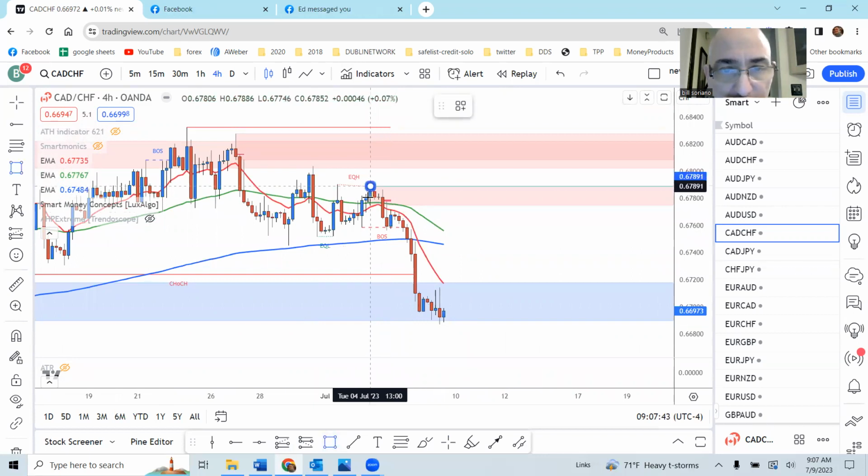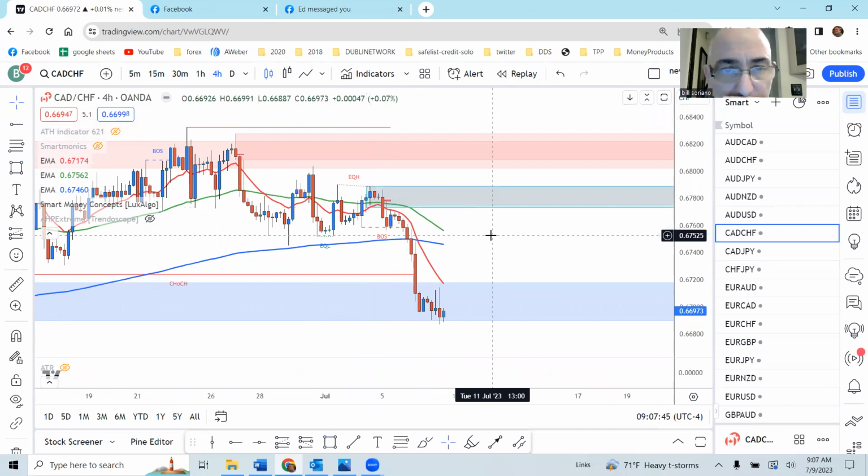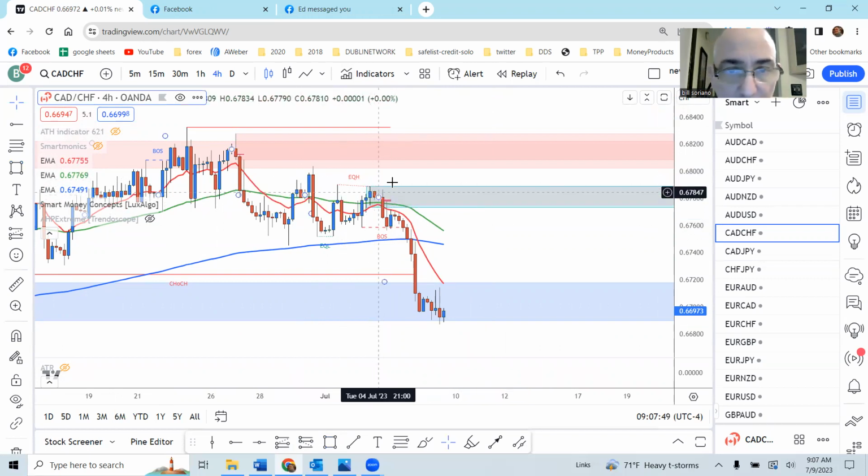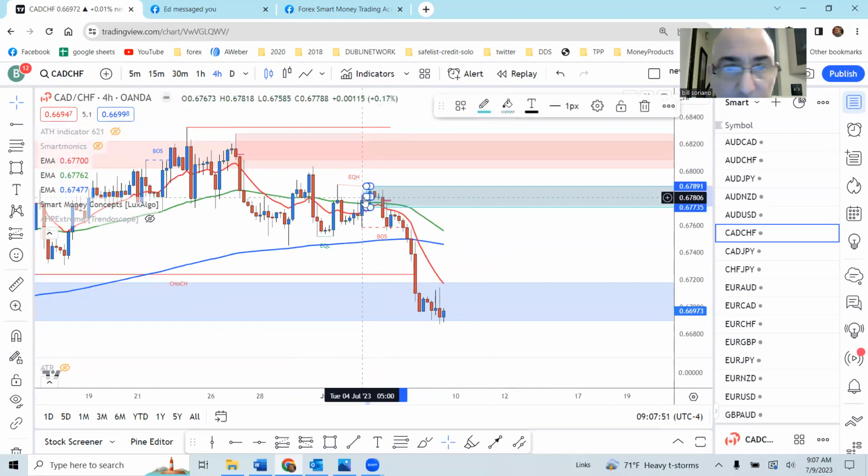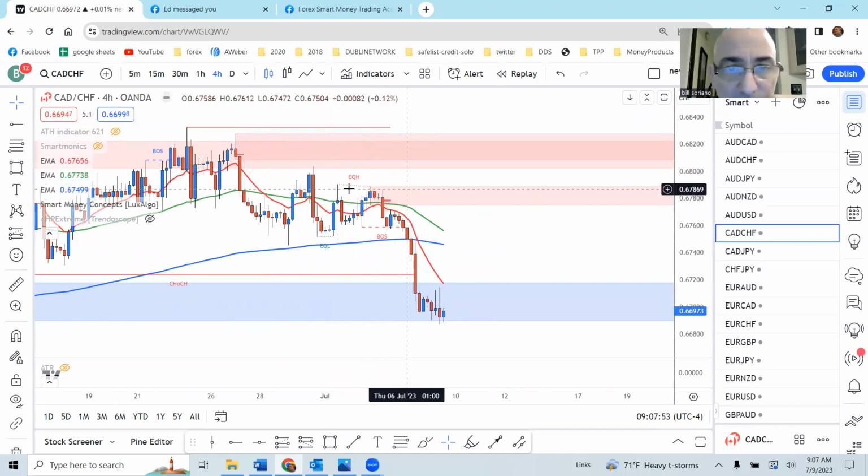We don't have a lot of imbalance here, so here's what we're going to do. This isn't the best area because we also have some equal highs right above it here. This is actually the best area to trade from.